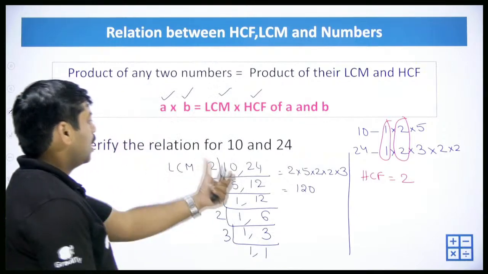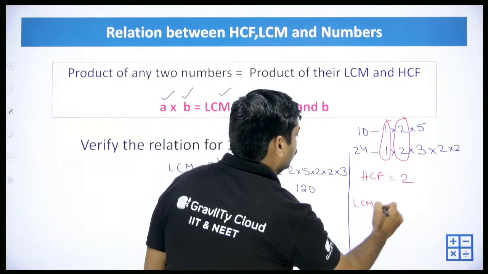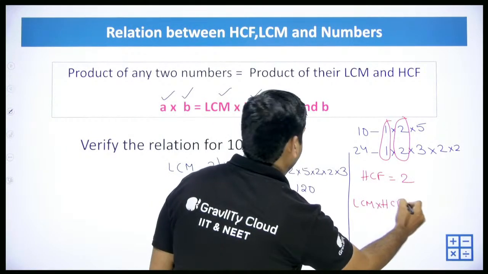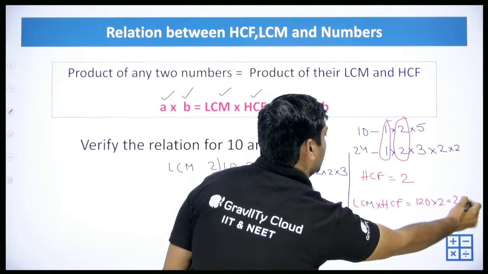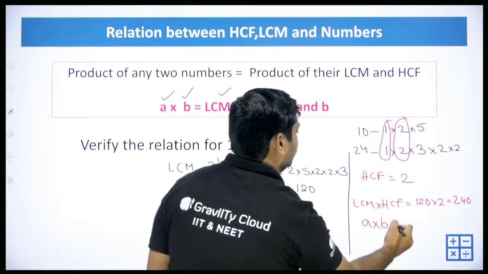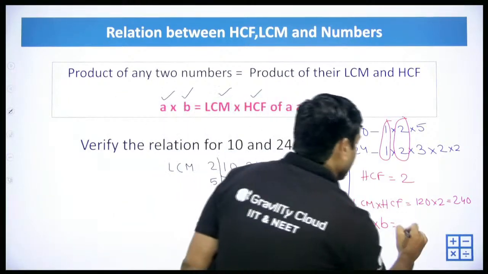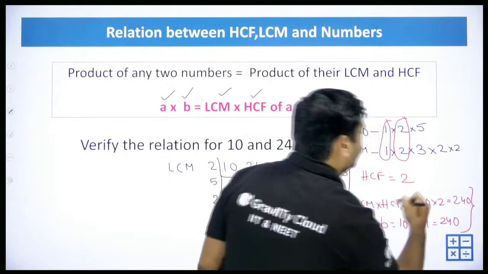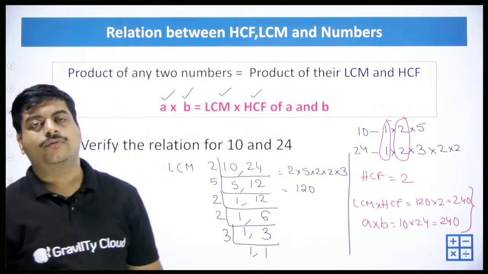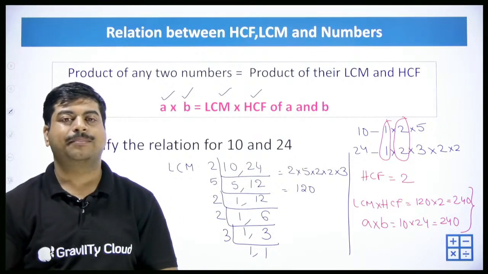So now tell me, in these two methods, what is LCM into HCF? In both the cases, you'll get 120 into 2, which is 240. And the product of the numbers A into B, the product of two numbers 10 and 24, even this is 240. So this is enough to say that the product of the numbers is equal to the product of HCF and LCM.